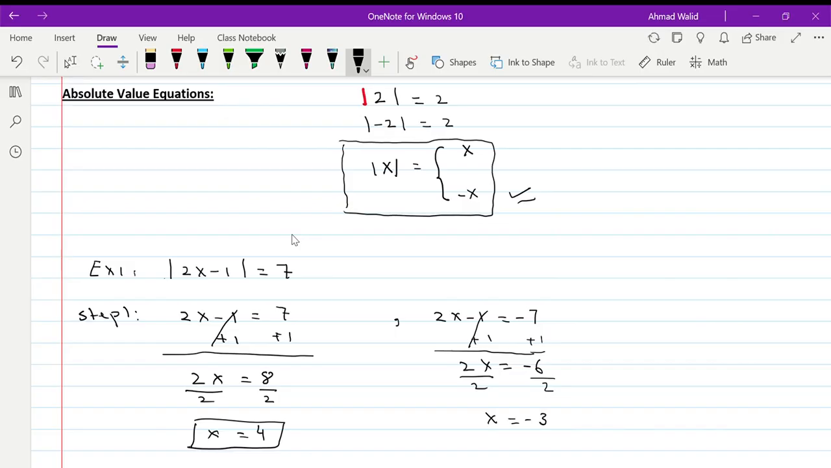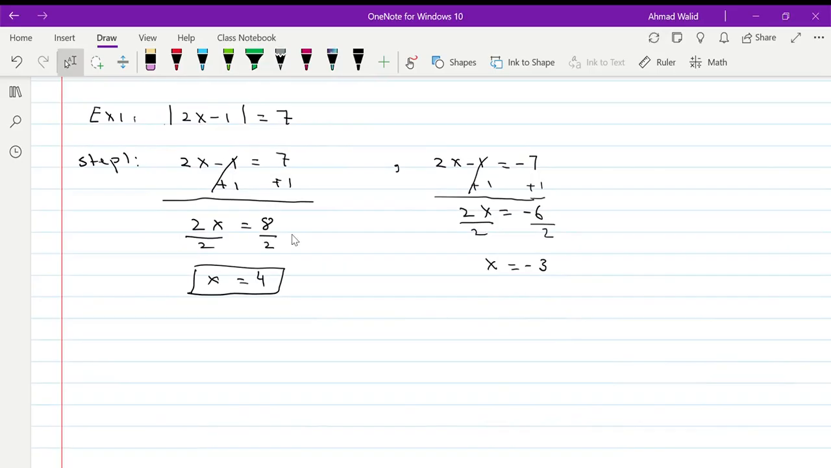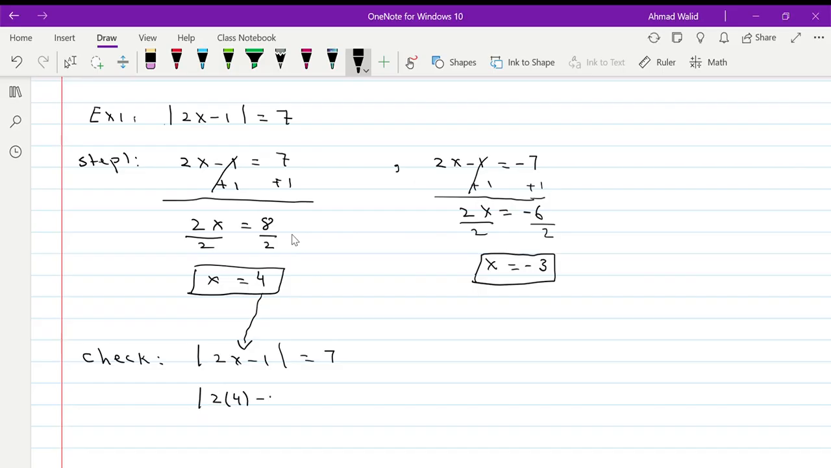The important part for absolute value equations is you have to check your answers. Check your answer. Sometimes both solutions are the answer for the problem, sometimes one of them, sometimes none. Correct? To check, write your equation: absolute value of 2x minus 1 equals 7, and plug in 4 for x, correct? Like this: absolute value of 2 times 4 minus 1 equals 7.